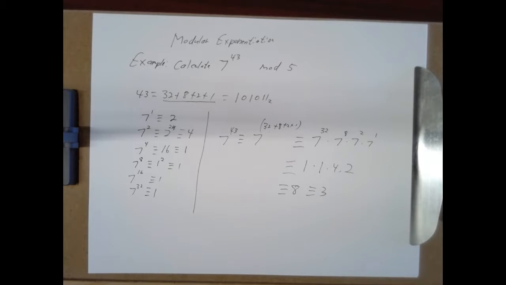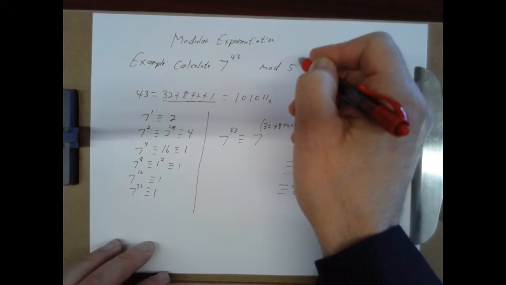So 7 squared is 4, so 7 to the 4th is 4 squared, which is 16. And 16 is 1 more than a multiple of 5. Right, so we're doing all of this mod 5.